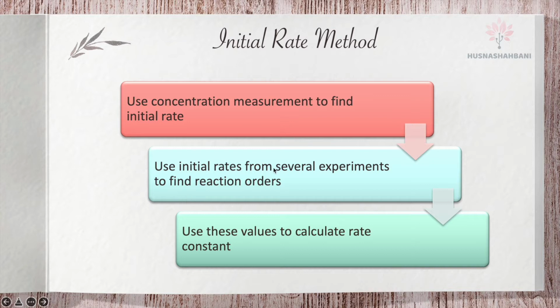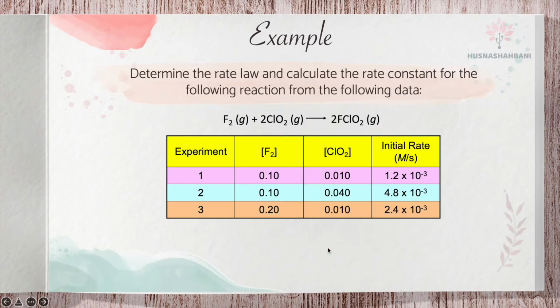Use initial rates from several experiments to find reaction orders, and then use these values to calculate rate constant. For example, determine the rate law and calculate the rate constant for the following reaction from the following data. F2 reacts with 2ClO2 to produce 2FClO2. We have 3 experiments here for this chemical reaction. Means this reaction is done 3 times, so 3 experiments.